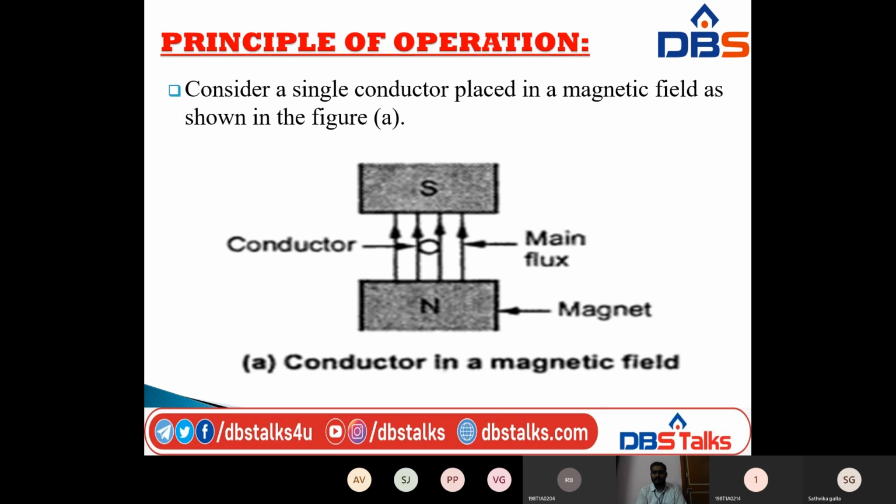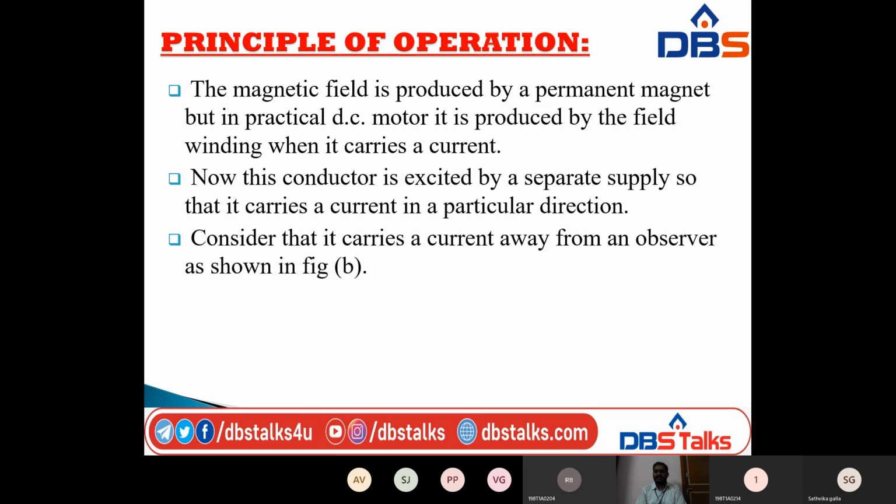Next, these vertical lines are the flux lines. In between the poles we have four vertical lines. These four are the flux lines. The magnetic field is produced by a permanent magnet, but in a practical DC motor, it is produced by the field winding when it carries a current.